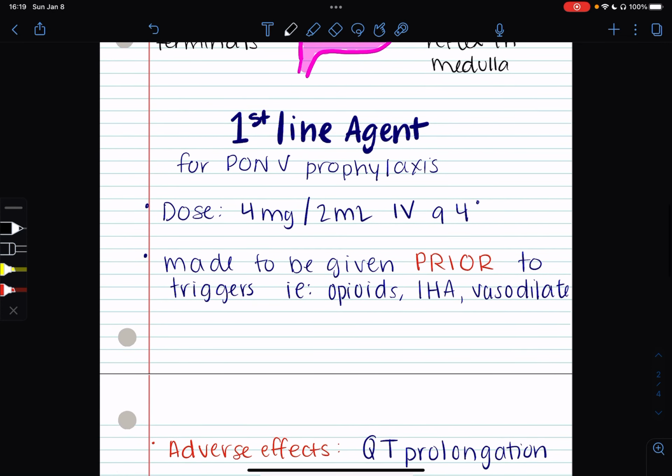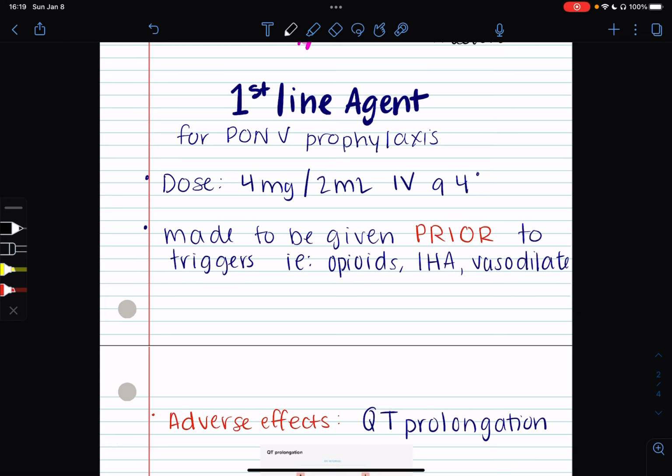All right, so Zofran is the first-line agent for post-op nausea vomiting prophylaxis. Its typical dose is going to be 4 milligrams in 2 mLs, or 2 milligrams in 1 mL. It's going to be given every 4 hours. One of the biggest things, it needs to be given prior to known triggers such as opioids, inhalation anesthetics, and before the patient is vasodilated to have its proper effect.